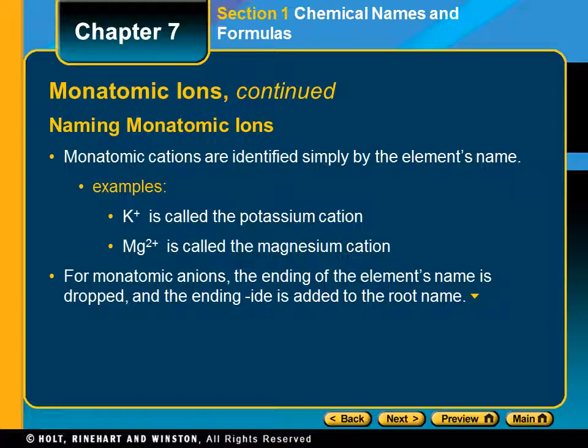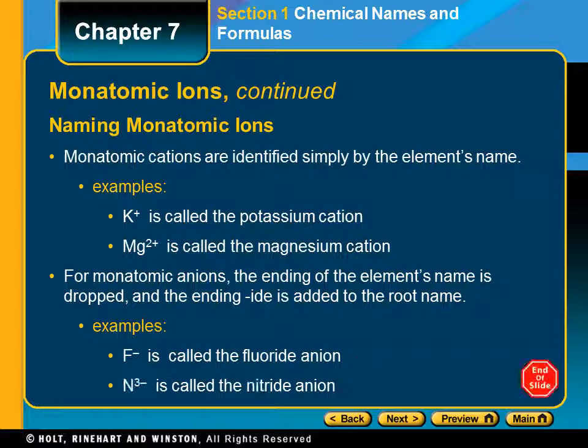When we have anions that are monatomic, this is the negative ion, right? The ending of the element's name is dropped, and the ending -ide is added to the root name. So there's fluorine. We'll take out the -ine and add the -ide, and this is now a fluoride anion. The nitrogen that we talked about would be called a nitride anion. This is a rule you're going to have to remember and be able to apply.